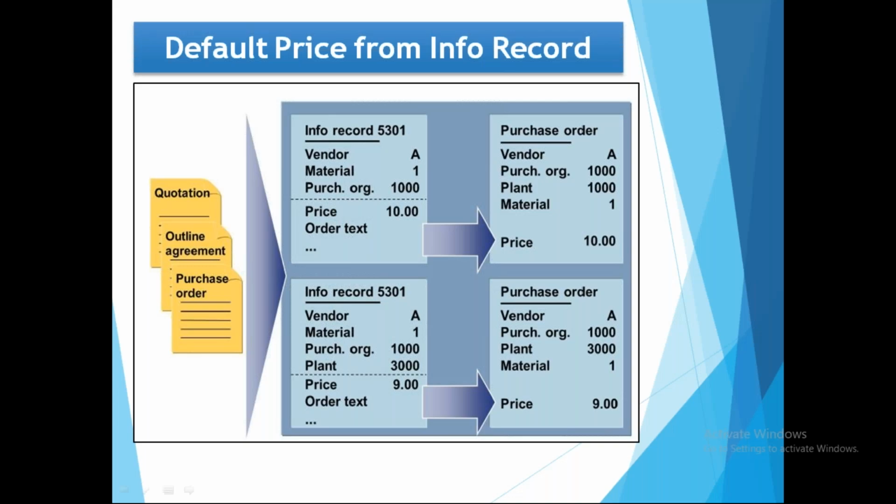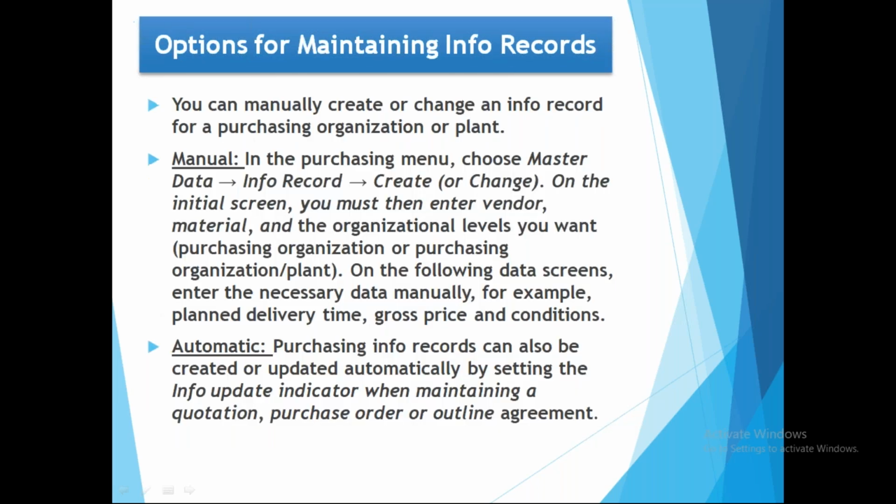Okay, suppose if you see here, for this vendor and material 1 in the purchase organization, in the plant 3000, they maintained price as 9. So when you create purchase order for this combination, it will propose you the price as 9. Whereas you have one more info record for same vendor A, material 1 in the purchase organization 1000, but there is no plant. That time the price is 10. So when you create purchase order in another plant, system will read this info record and it will propose you the price. Okay, so both ways are possible.